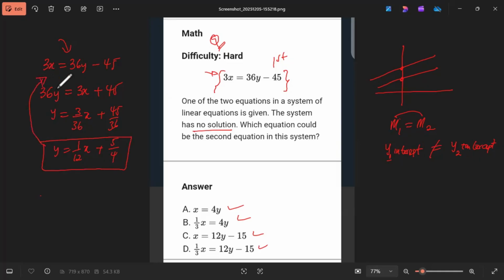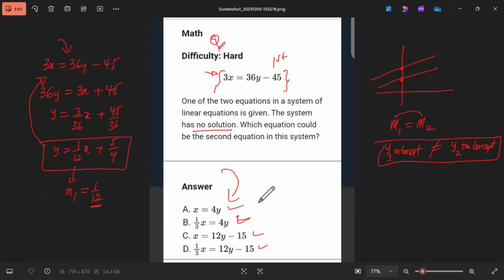We just put it in y-intercept form. So this is the slope. Let's call it m1. The slope m1 is 1 over 12. So any of these equations right here that has this same slope is likely going to be the second equation. But take note, it must have the same slope but different y-intercepts. So now let's look out for it.